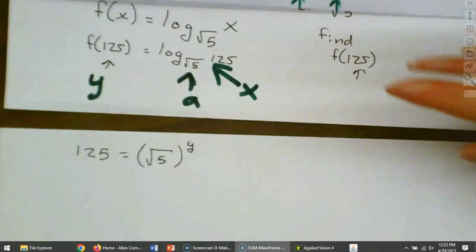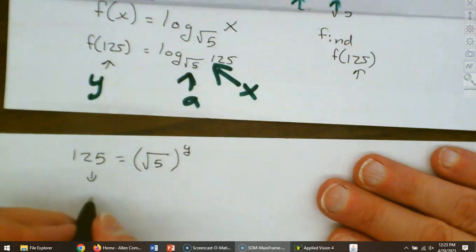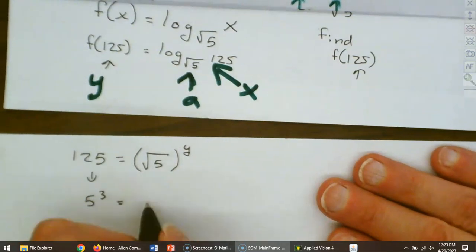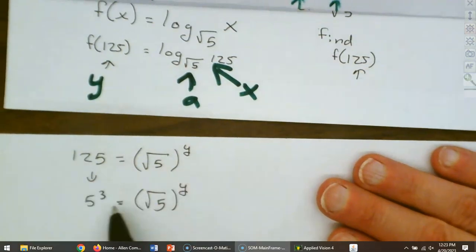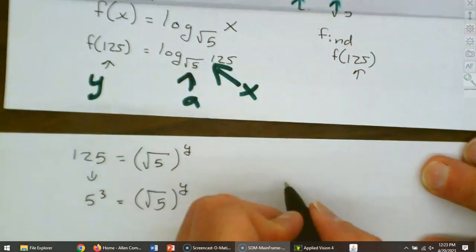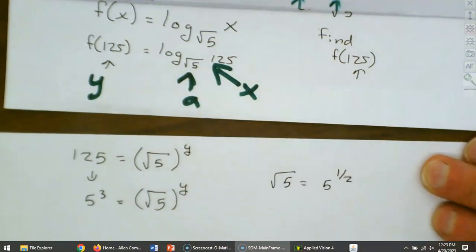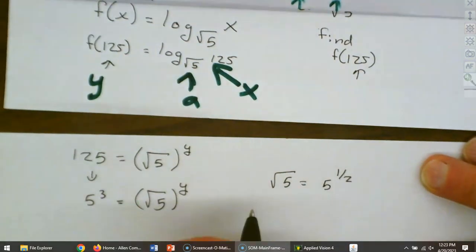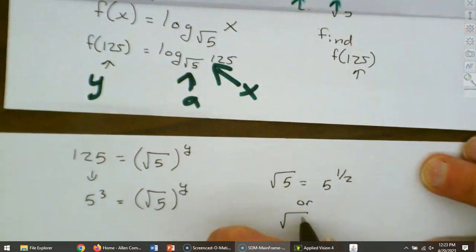We can rewrite 125 as 5 cubed. We're getting closer. We're going to try to get these to be the same. What else do we know? Well, we know that the square root of 5 is the same thing as 5 to the half power. Or you can rewrite it as the square root of 5 squared equals 5. Same thing.